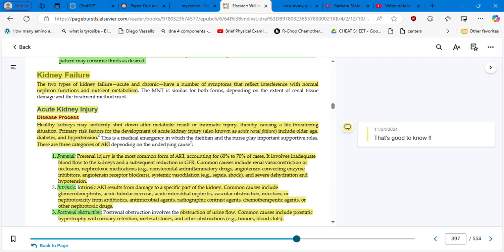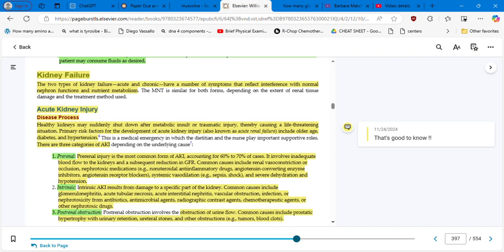Two types of kidney failure, acute or chronic, have a number of symptoms that reflect interference with normal nephron functions and nutrient metabolism. Now we have acute kidney failure, and we are going to review right now the disease process. So healthy kidneys may suddenly shut down after metabolic insult or traumatic injury, okay, thereby causing a life-threatening situation.